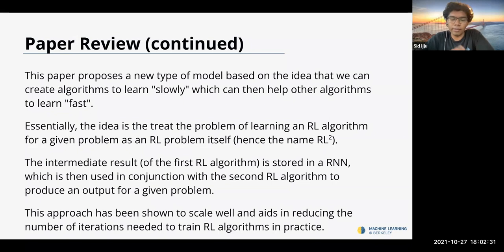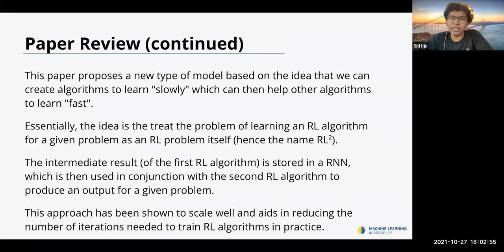Or sorry, I had that the other way. You create algorithms to learn slowly, using a lot of information to learn very simple concepts, which can then help other algorithms learn more complicated things in a simple manner. The idea is essentially to treat the problem of learning a reinforcement learning algorithm for a given problem as a reinforcement learning problem itself, which is the reason behind the name RL squared.